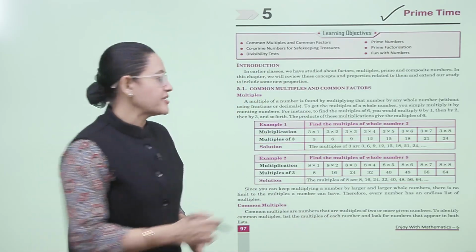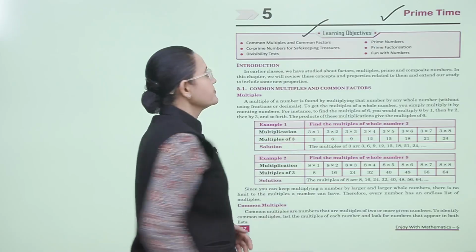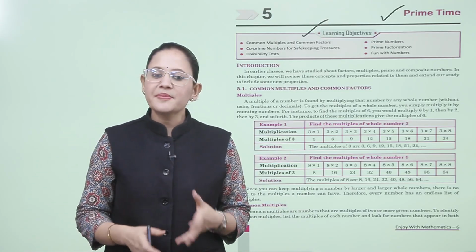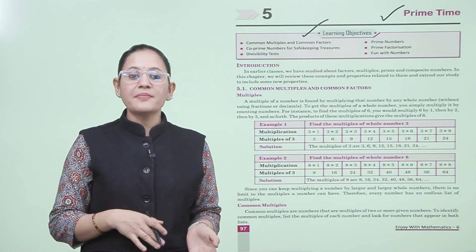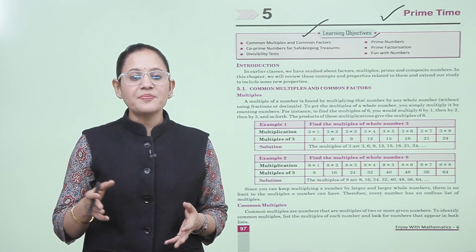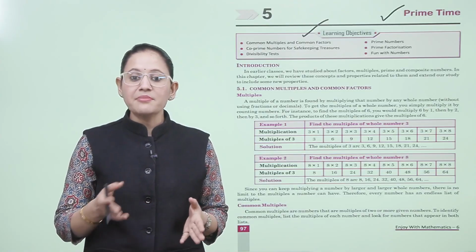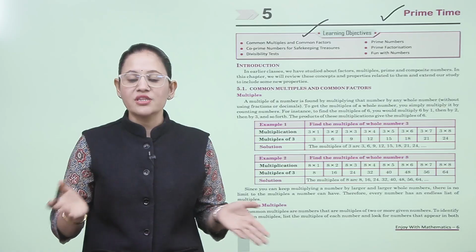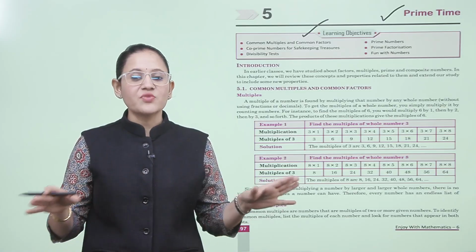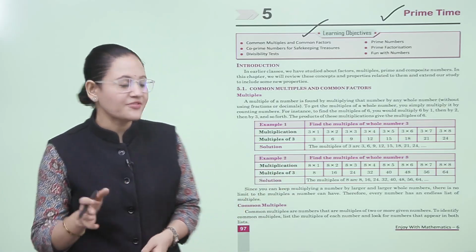So our learning objectives in this chapter are common multiples and common factors, co-prime numbers for safekeeping treasure, divisibility test, prime numbers, prime factorization, fun with numbers. So all these things we are going to learn in this chapter. Start with introduction.